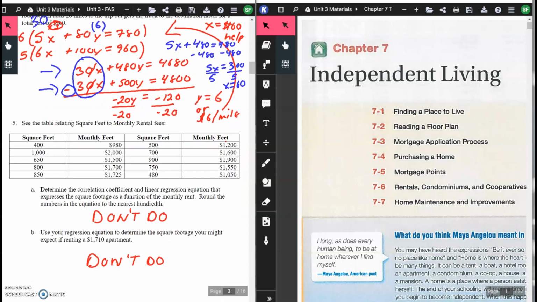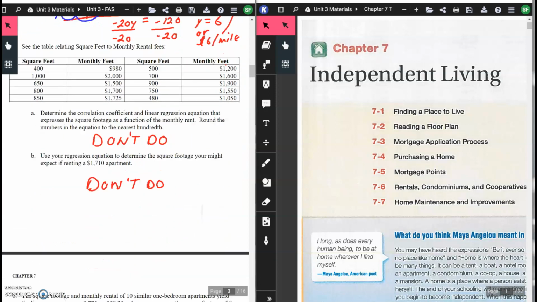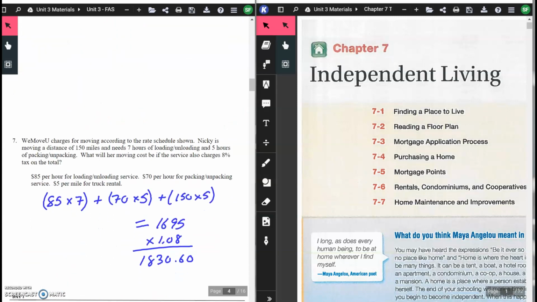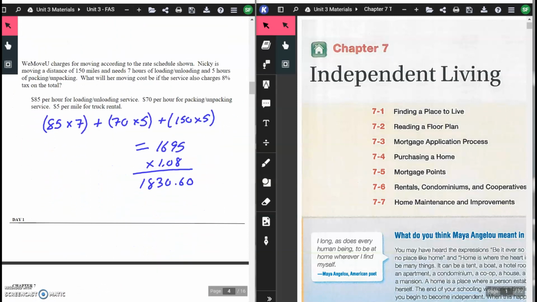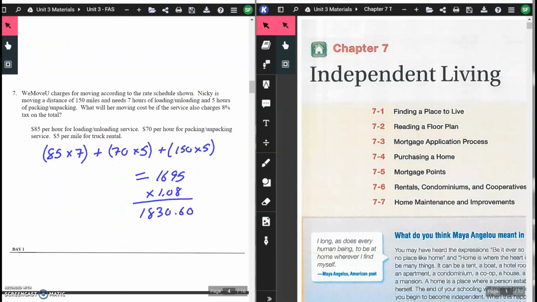All right, question 5 we are not going to do. Question 6 we are not going to do. We are going to do the last one, which is number 7. A company charges for moving according to the rate schedule shown. Nikki is moving a distance of 150 miles and needs 7 hours of loading and unloading and 5 hours of packing and unpacking. What will her moving cost be if the service also charges 8% tax on the total?